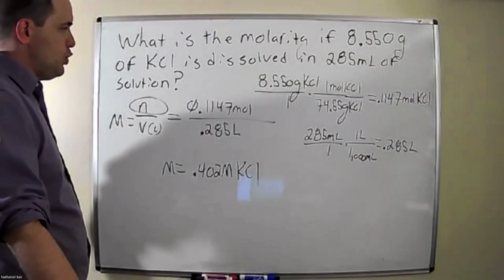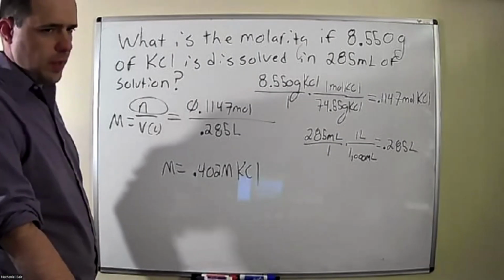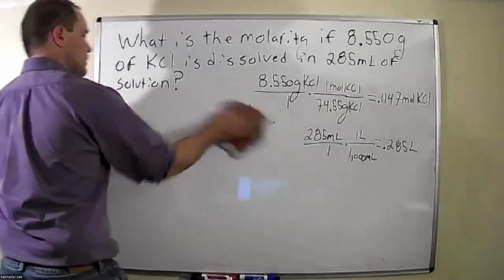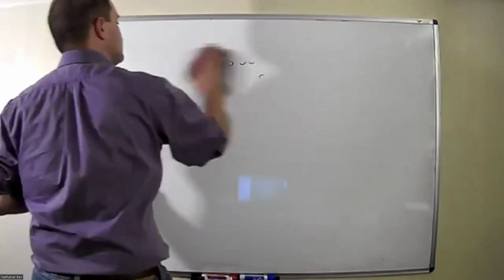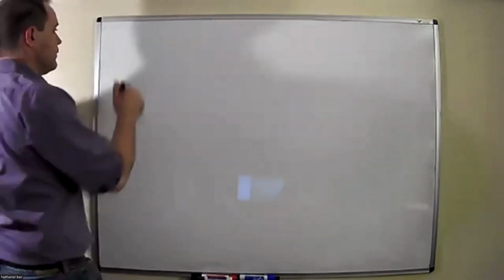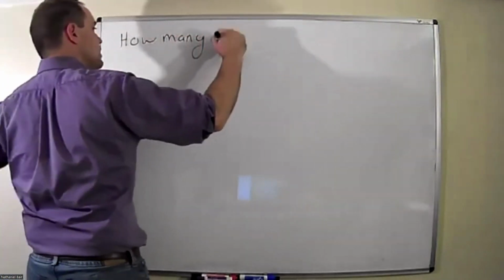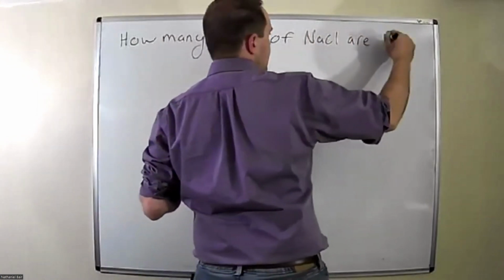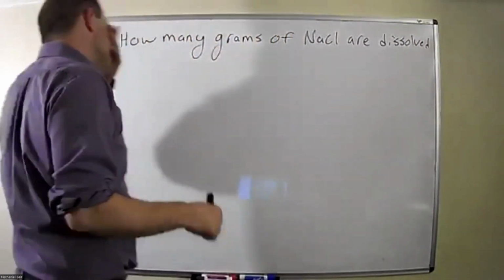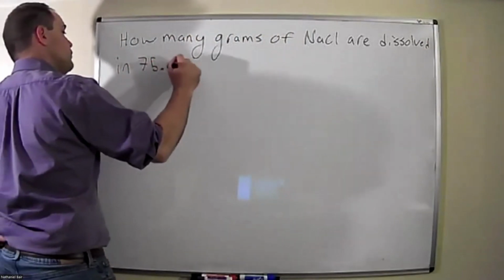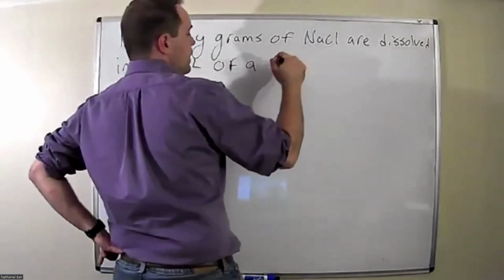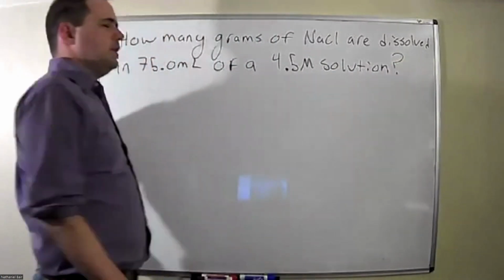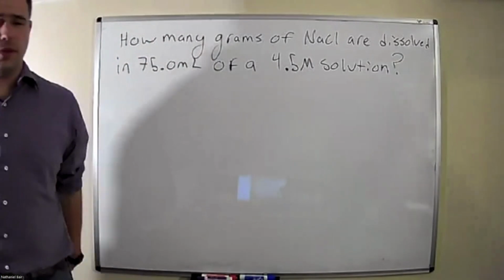All right, let's do one more. I'll show you how it's like a twist. We can do dimensional analysis or algebra with this. Let's try this. How many grams of, well, let's do sodium chloride, are dissolved in 75.0 milliliters of a 4.5 molar solution? I should give this a shot. You can approach this algebraically or with dimensional analysis. See if you can think your way through this.